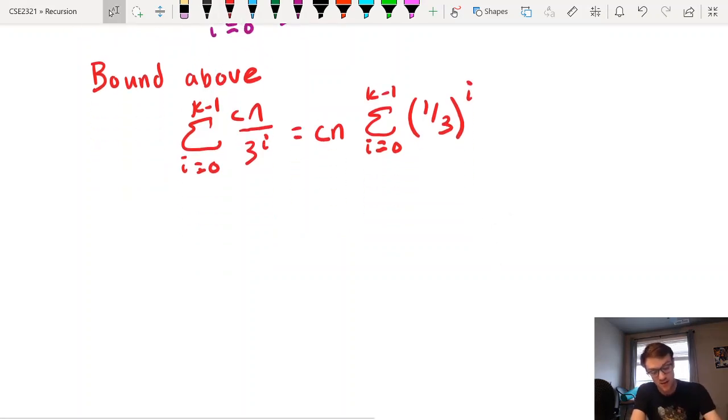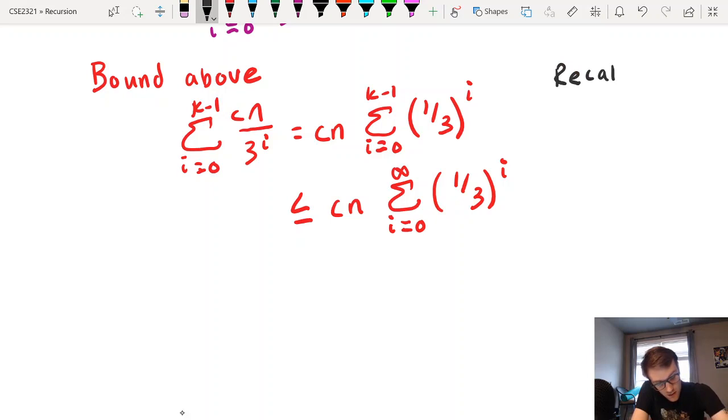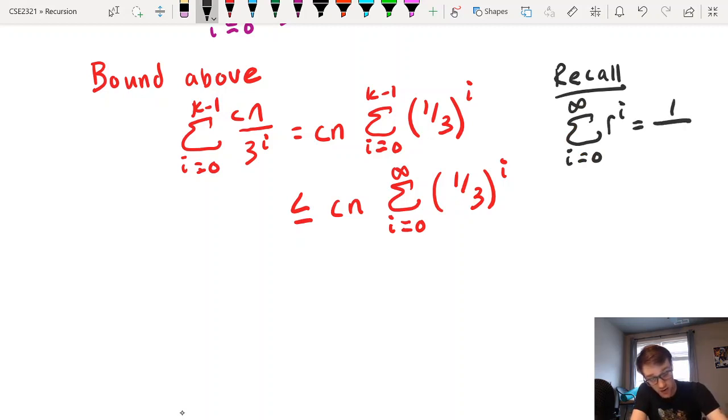Now, because it's a geometric type summation, we typically bound it with an infinite geometric series. So we go from i equals 0 to infinity. That's adding up many, many more terms than we had originally, and definitely makes it bigger. And now this has a convenient formula. So maybe we recall our formula: the sum from i equals 0 to infinity of r to the i is equal to 1 over 1 minus r, so long as r is less than 1.